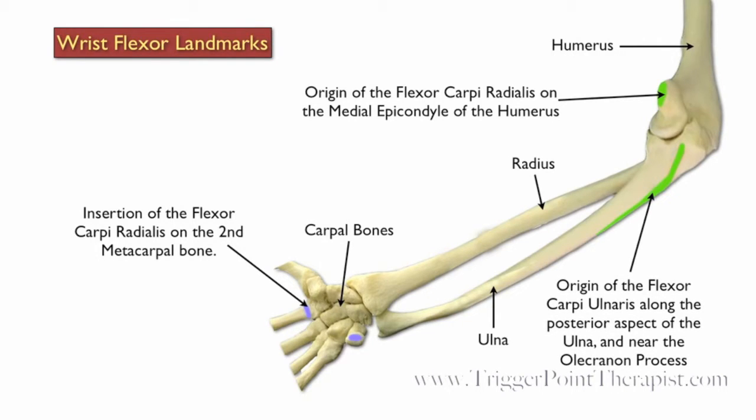The flexor carpi ulnaris originates along the posterior aspect of the ulna and near the olecranon process, and inserts on the pisiform bone.